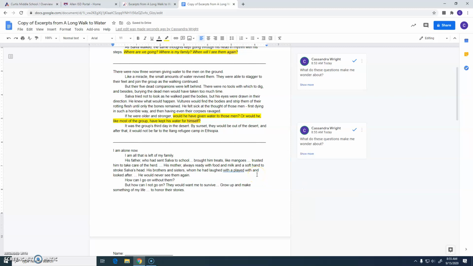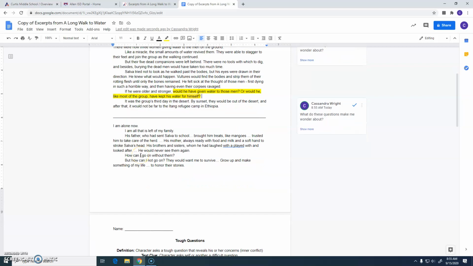So let's continue reading this last section. I am alone now. I am all that is left of my family. His father, who had sent Salva to school, brought him treats like mangoes, trusted him to take care of the herd. His mother, always ready with food and milk and a soft hand to stroke Salva's head. His brothers and sisters, whom he had laughed with and played with and looked after. He would never see them again. How can I go on without them? But how can I not go on? They would want me to survive, to grow up and make something of my life, to honor their memories.